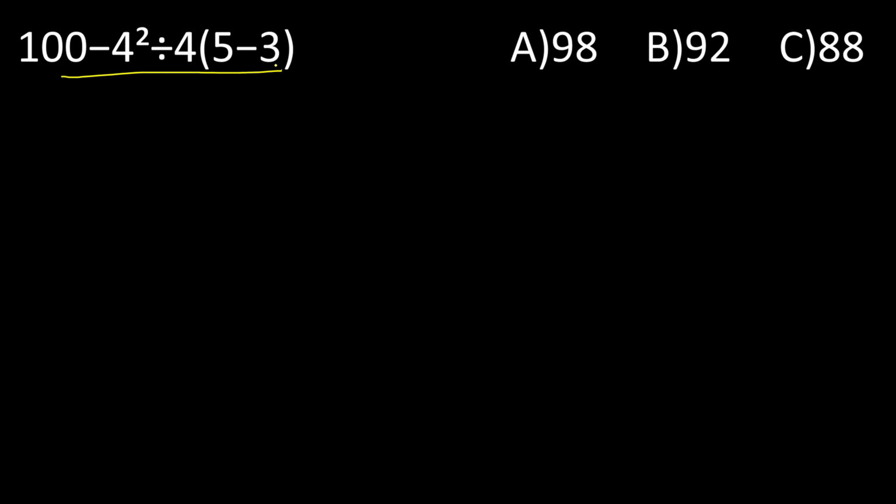Here we can see there are parentheses and also an exponent part. So we will solve with the help of PEMDAS here. Now first preference will be given to this parenthesis part, which is 5 minus 3, which will give result 2 here. So we will rewrite our question: 100 minus 4 square divided by 4 times 2. This will give result 2. And now another parenthesis is done.